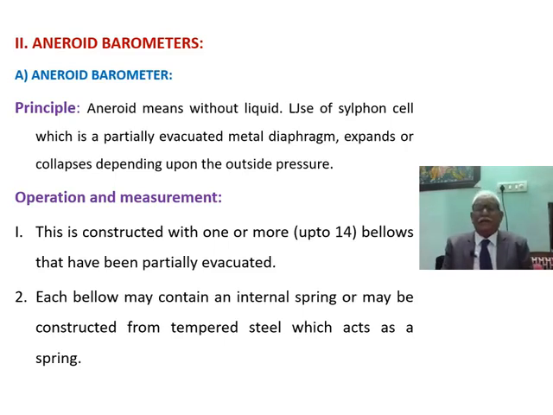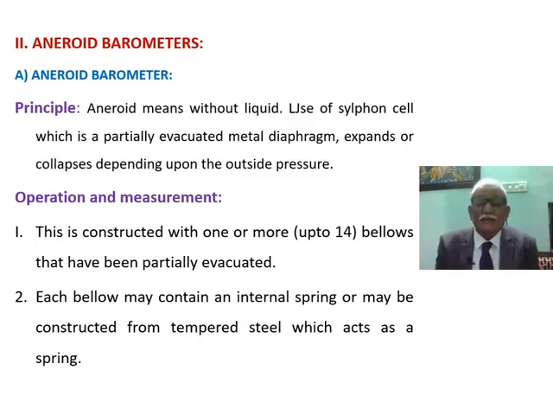Then the aneroid barometer, very interesting, is used nowadays. It is an instant-reading instrument, like the speedometer when you go by scooter. We also read barographs, those things. So nowadays these are very much in use. The aneroid barometer is simple, and we get the reading instantaneously.